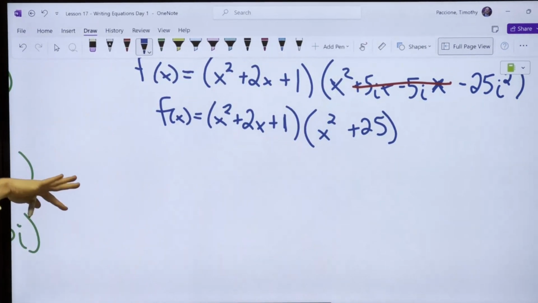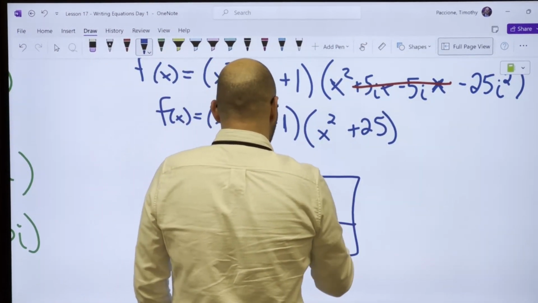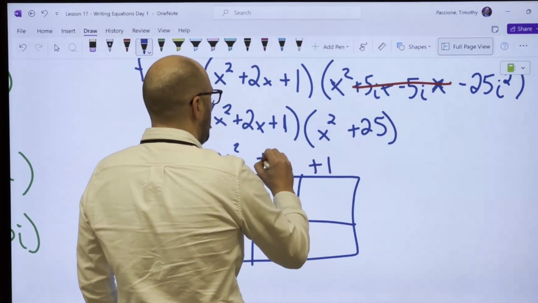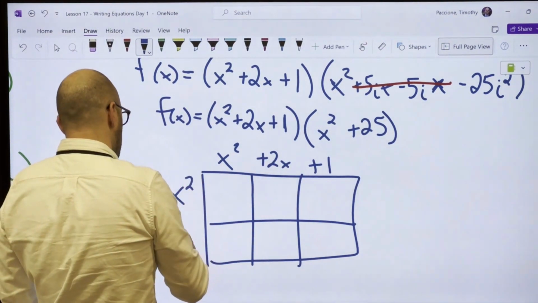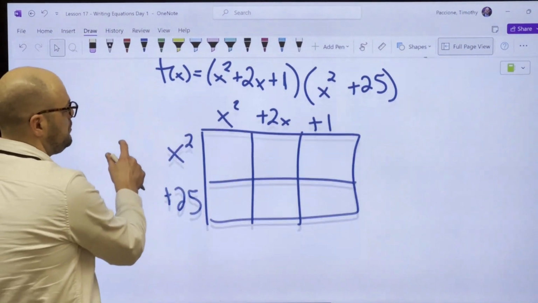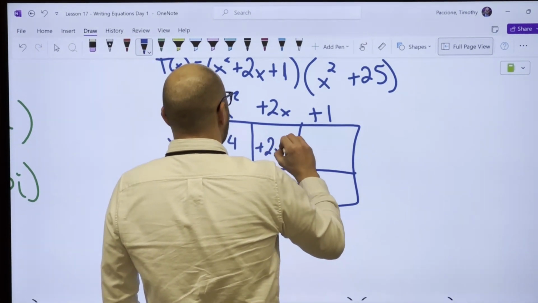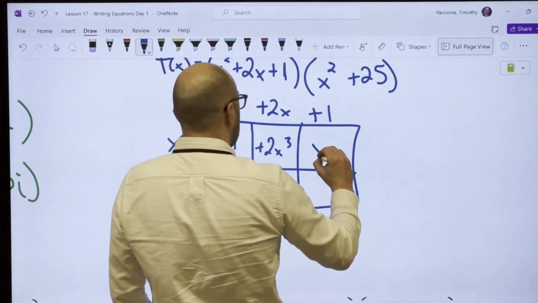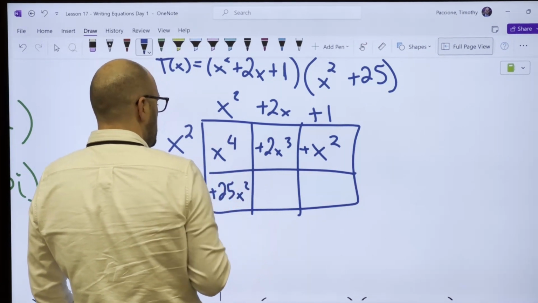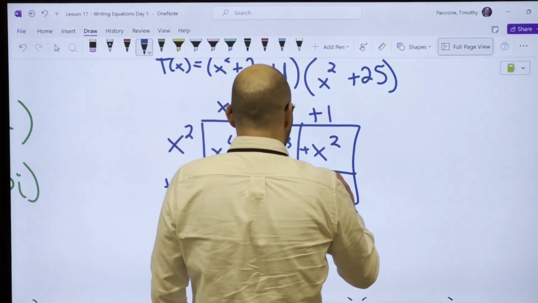Now, I have 3 times 2, right? So I need to do a 3 by 2 box. On the top, I'll put the 3, x squared plus 2x plus 1. And then I'll put these on the side, x squared plus 25, right? And then I do each box, and I'll have my answer. x squared times x squared is x to the 4th. 2x times x squared is 2x to the 3rd. x squared times 1, that's just x squared. 25 times x squared is 25x squared. 25 times 2x is 50x. 25 times 1 is 25.